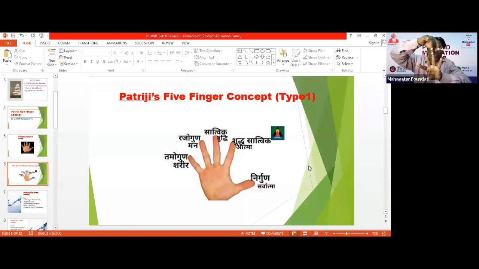Now the next one, the ring finger, is the mind, friends. This mind, what happens is, the mind has thinking capability.